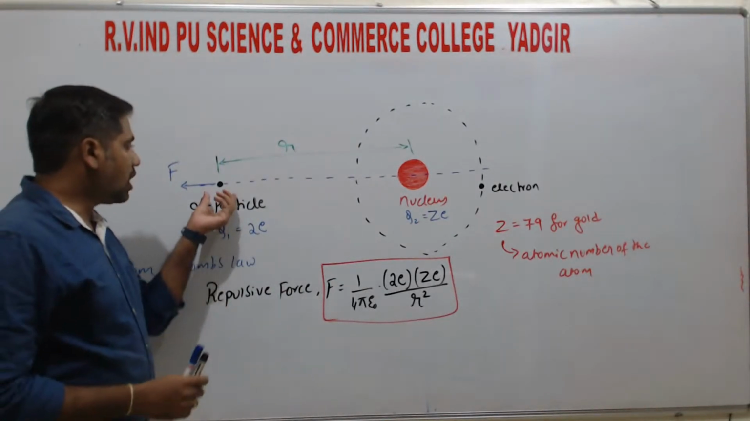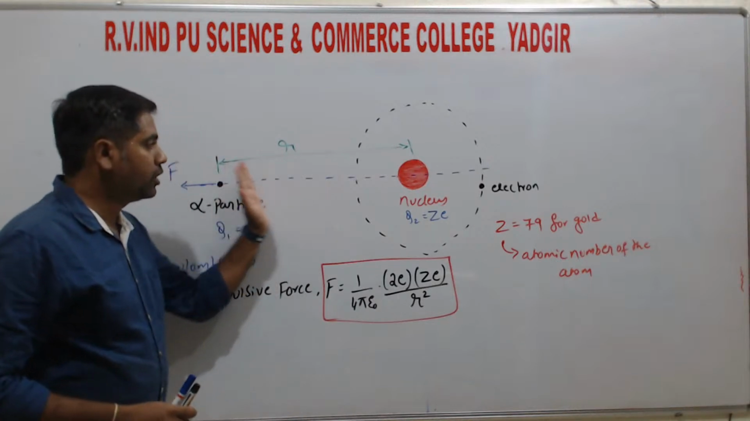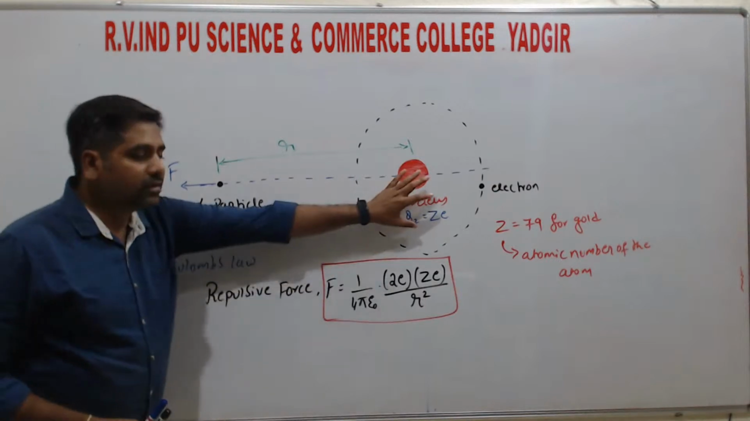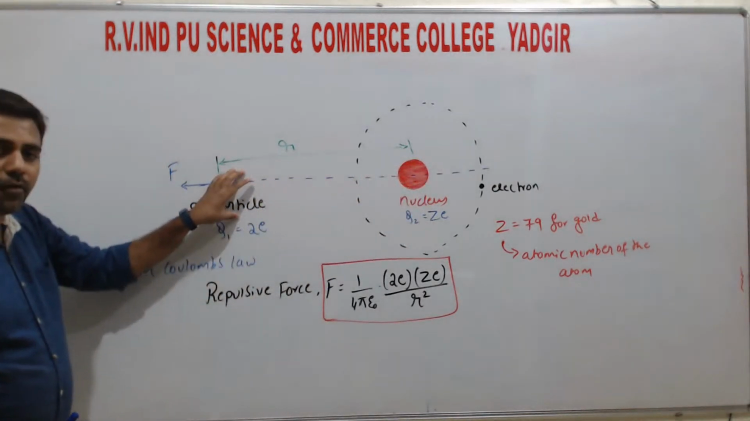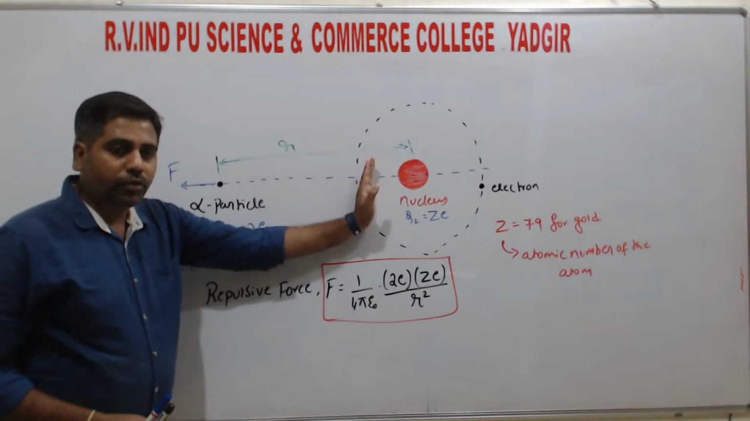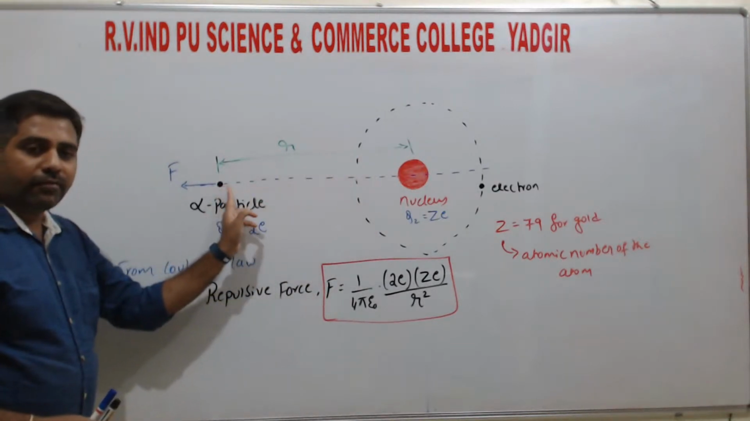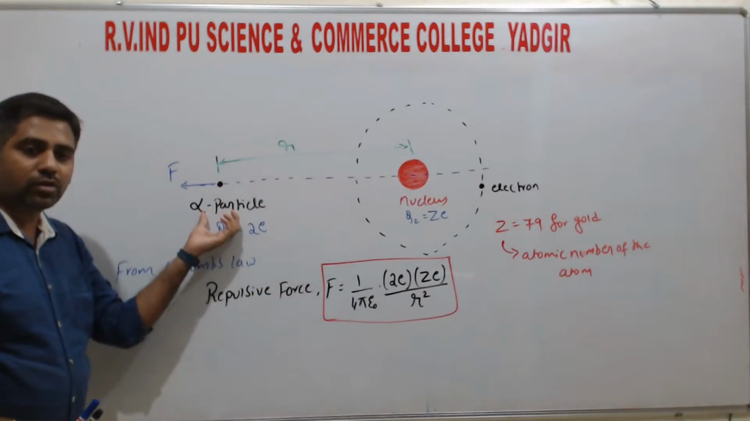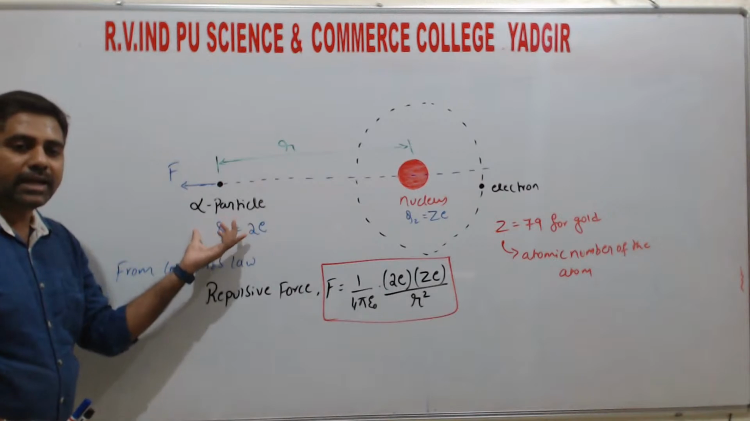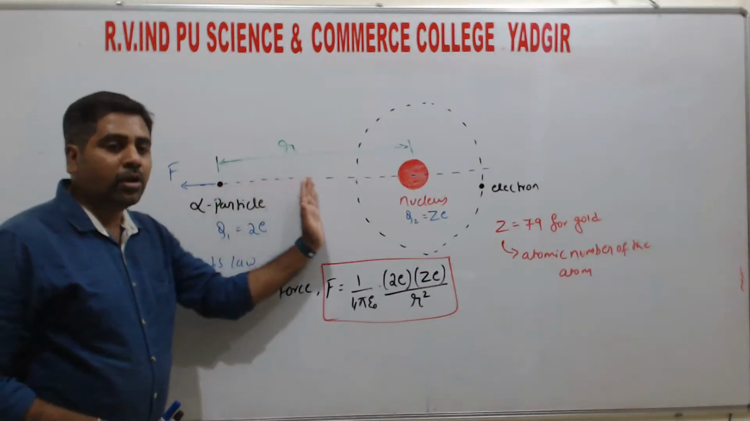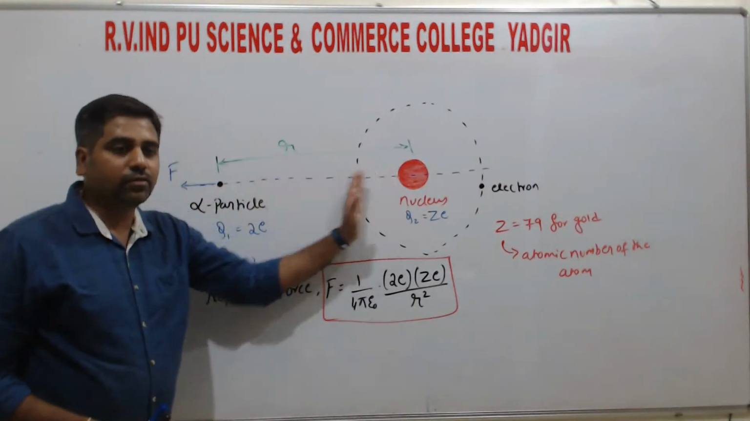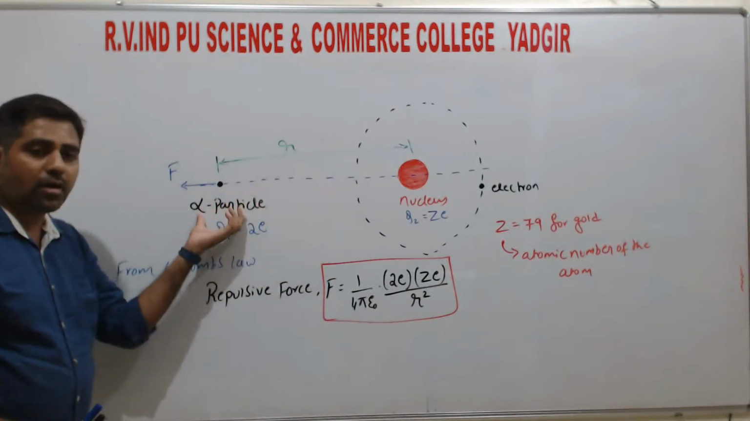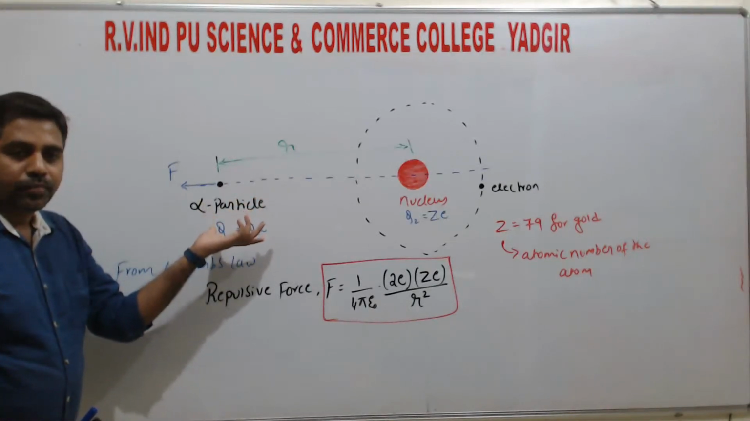Next, as the alpha particle approaches towards the nucleus, here we are getting the repulsive force. That means the nucleus is opposing the alpha particle's approach. The alpha particle travels with a velocity v. As it moves towards the nucleus, its velocity goes on decreasing. That means its kinetic energy goes on decreasing as it moves near to the nucleus. So as the kinetic energy decreases, automatically the potential energy of the alpha particle increases, right?